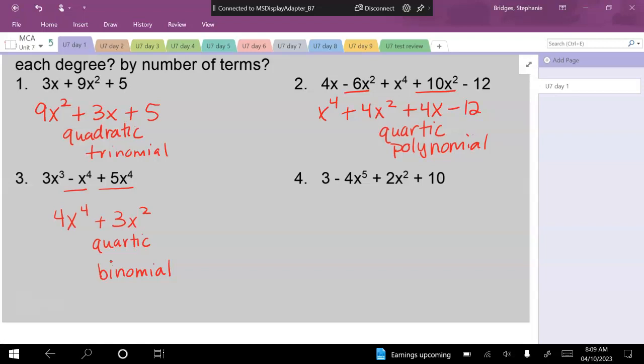Everybody okay with these? They're not really hard, right? All right, what would come first on number 4? Negative 4x to the 5th. Okay, then what? Plus 2x squared. And then the only other terms I have are a 3 and a 10. Those are my constant terms, which can combine. What is 3 plus 10? 13. Classify this one by its degree, quintic. And then by the number of terms, trinomial.